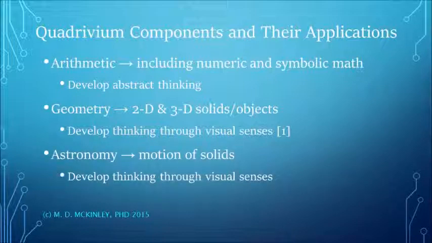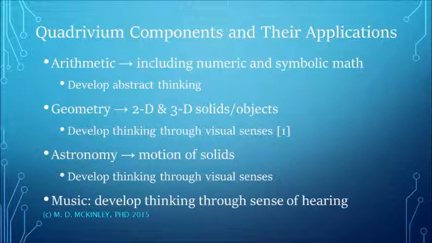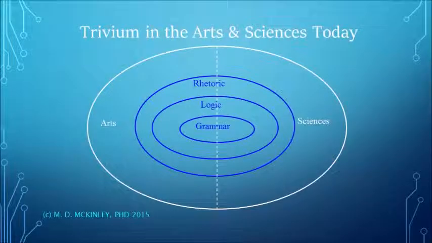Astronomy, which is the motion of solids, again used visual senses to develop your thinking. Music used your sense of hearing to develop your thinking, becoming a sister science to geometry and astronomy. Using abstract ideas and the senses, the quadrivium provided the student with the environment to hone his trivium skills. Using this insight, you may understand the 7 liberal arts more generally these days by relating the trivium to the arts and sciences as illustrated in this figure.